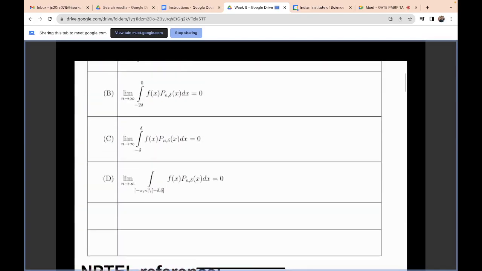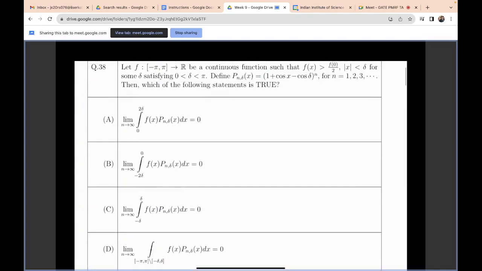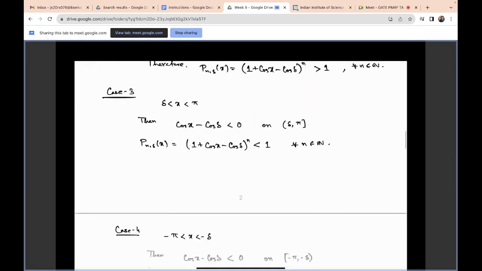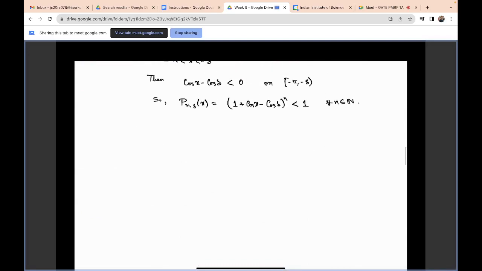So what is the first option? It is saying that the limit as n tends to infinity of the integration from 0 to 2 delta of f(x) P_n,delta of x dx is 0. So let's check this one. Option A we are checking first. You have to find whether this limit is 0 or not.